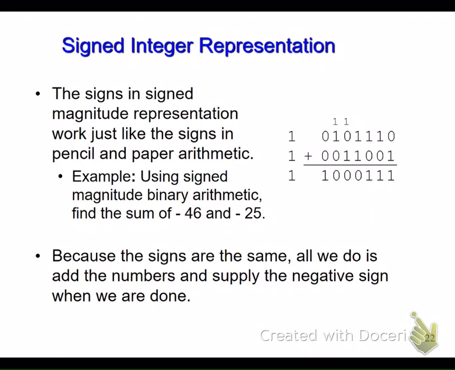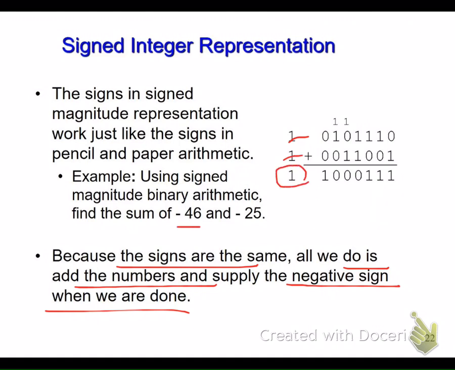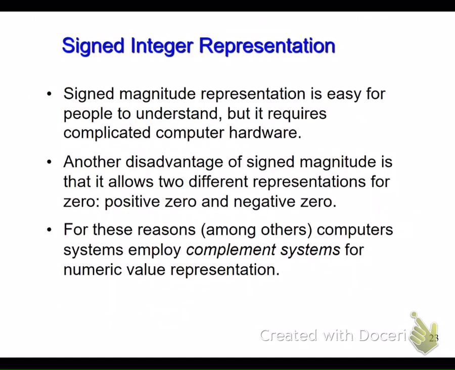Again, with the same, if I have a negative number and try to find the sum of negative 46 and negative 29, in this case, because the signs are the same, all we do is add the numbers and apply the negative sign when we are done. And that's why we have the negative here, because this minus this will give me another negative number.